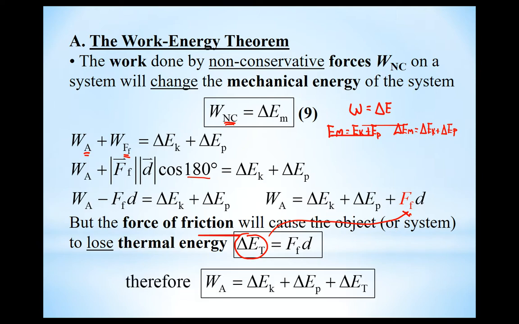And then that's going to tell me that the work done by an applied force is equal to delta EK plus delta EP plus delta ET. And that's the equation that I like to start with whenever I write down the work-energy theorem. So I suppose another way to think of it too is if you had the equation W is equal to delta E, then W would be WA, work done by an applied force, then delta E would be delta EK plus delta EP plus delta ET.